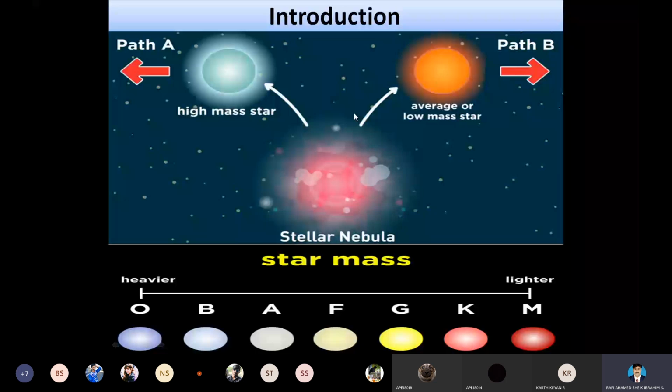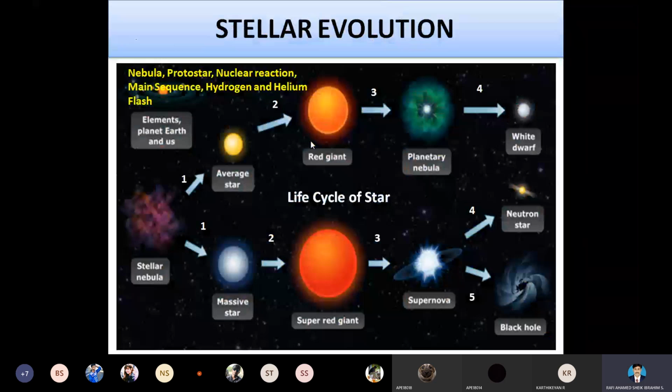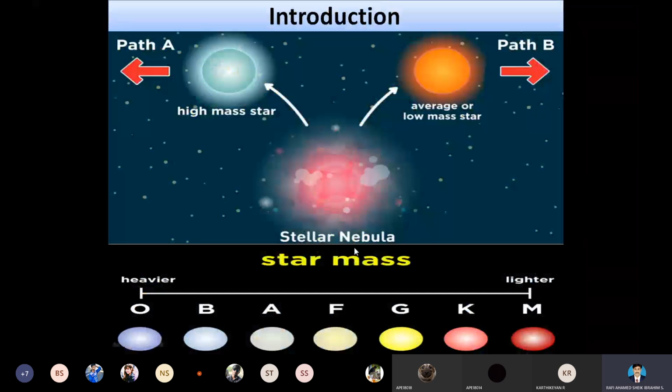One is for average or low mass stars, and another is for high mass stars. So we can study the lifetime of the star by considering the low mass or the high mass. With this, we are going to start. Let's see the life cycle of the star. As I already showed, we are going to consider two different types of solar masses, one low mass and another high mass. For today's class, we are going to discuss only the average or low mass star.